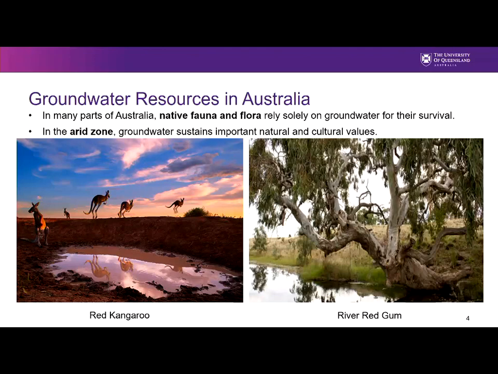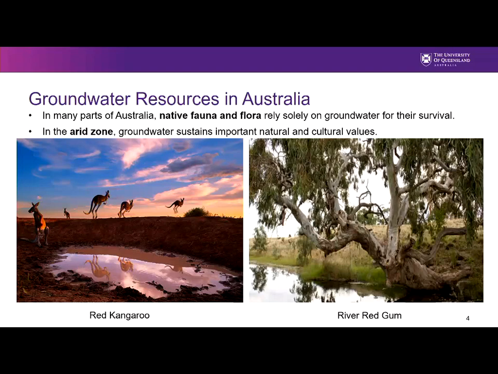The second one is the river red gum. This is a very popular vegetation in the River Murray, which we will discuss at a later stage. Their roots are very smart. They are always trying to stretch their roots very close to the water table. They are not diving into the water table because that would suffocate them.